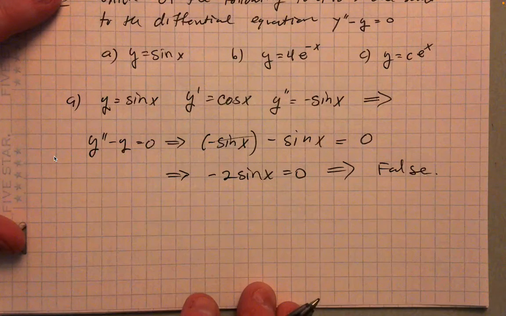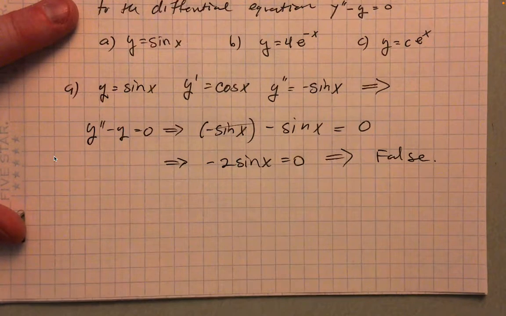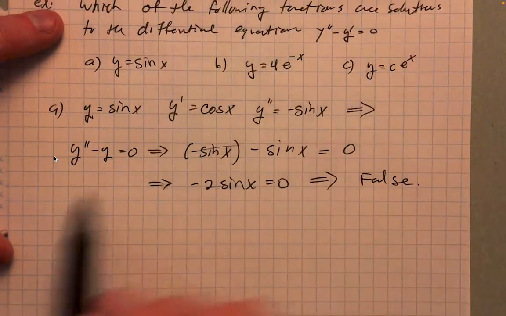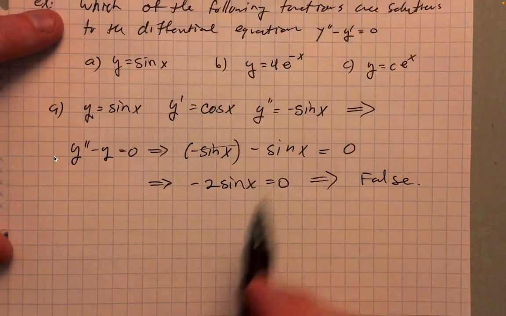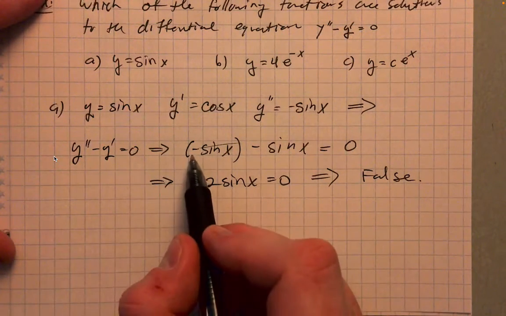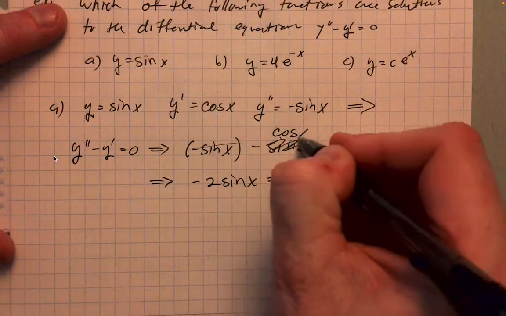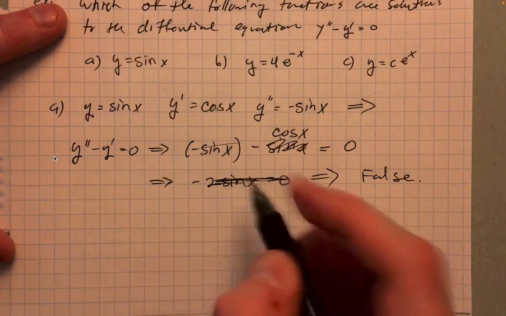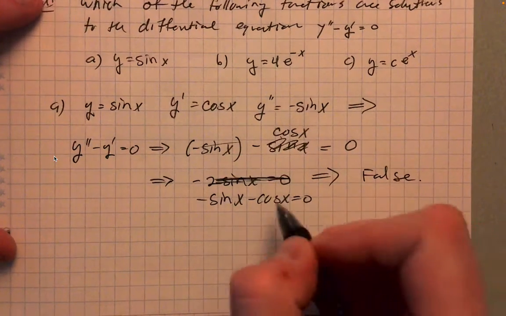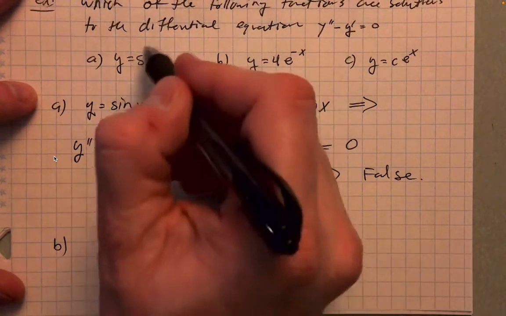You know what, I think this is actually supposed to be the first derivative here. I just had a slight typo. So this would actually be y double prime minus y prime equals 0, and so this would be negative sine of x minus cosine of x equals 0. So same result, it's still a false statement. Okay, perfect. So this one is not a solution.